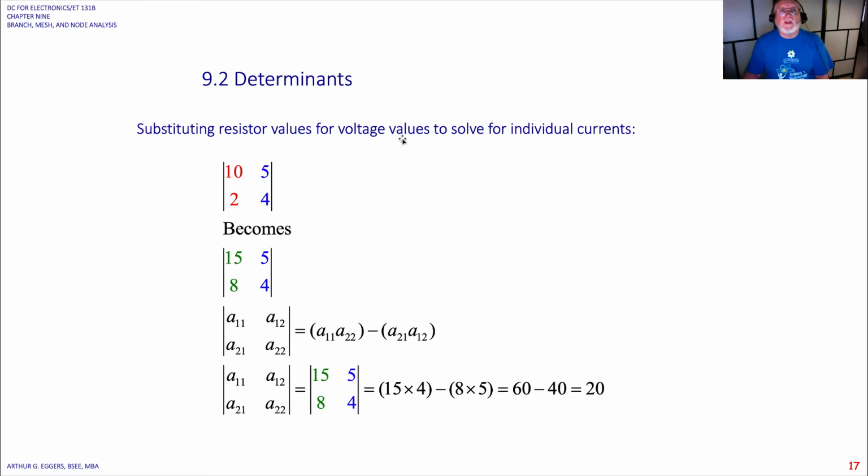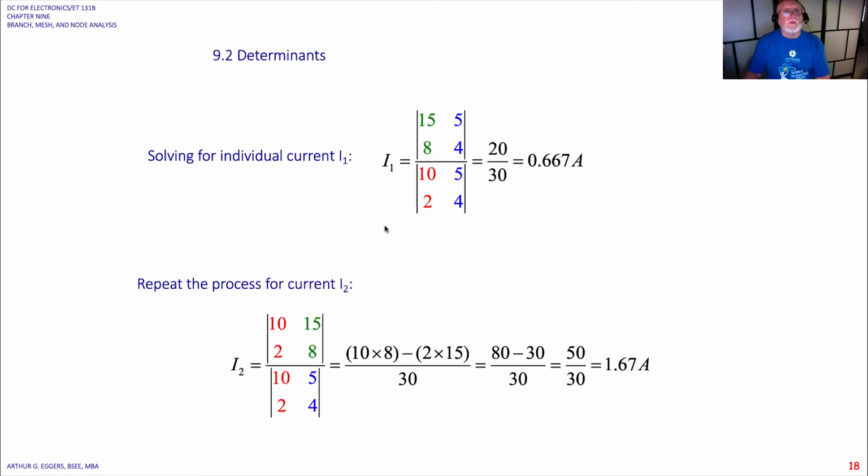Substituting the resistor values for voltage values, then, as we've seen before, solve for the individual current. So we replace the values in the first column in each case so that we can solve for the individual currents, and that's what we've done here. And so we get our determinants there. And then we can go through by dividing through by the characteristic determinant into the individual determinants for the current. So for current 1 and for current 2, you can see the relationship.